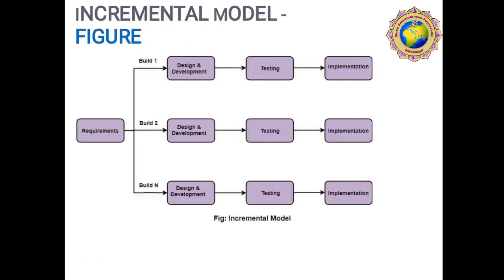So here is the figure of the incremental model as well as the iterative model. The different phases of our incremental model begin with the requirements from the customer. Then build 1, build 2, build 3. First of all, design and development of the software, then testing, and then implement. The same applies for build 2: design and development, testing, and implement. So there are many users as well as customers for the given incremental phases when using this model.